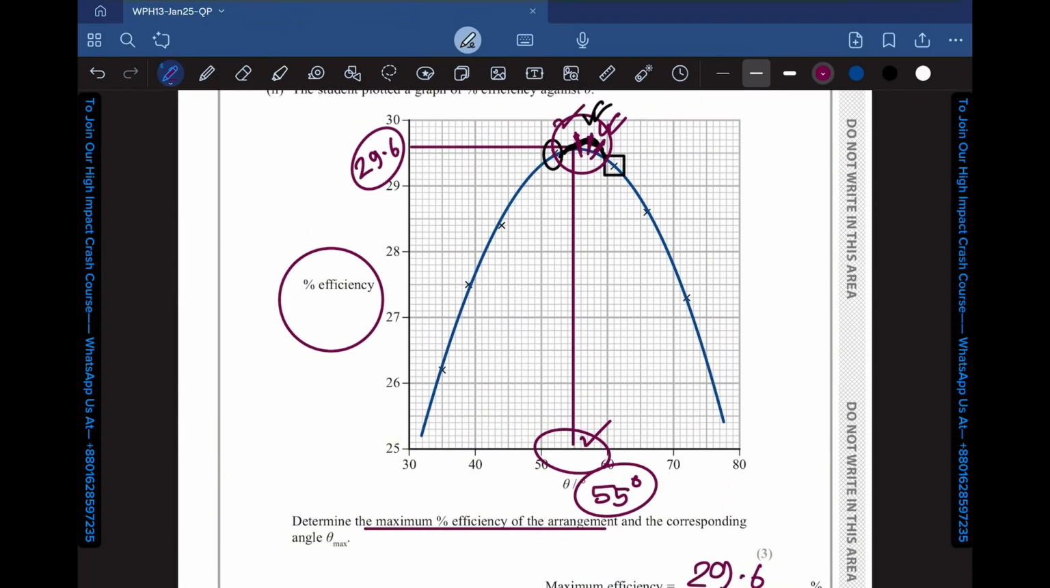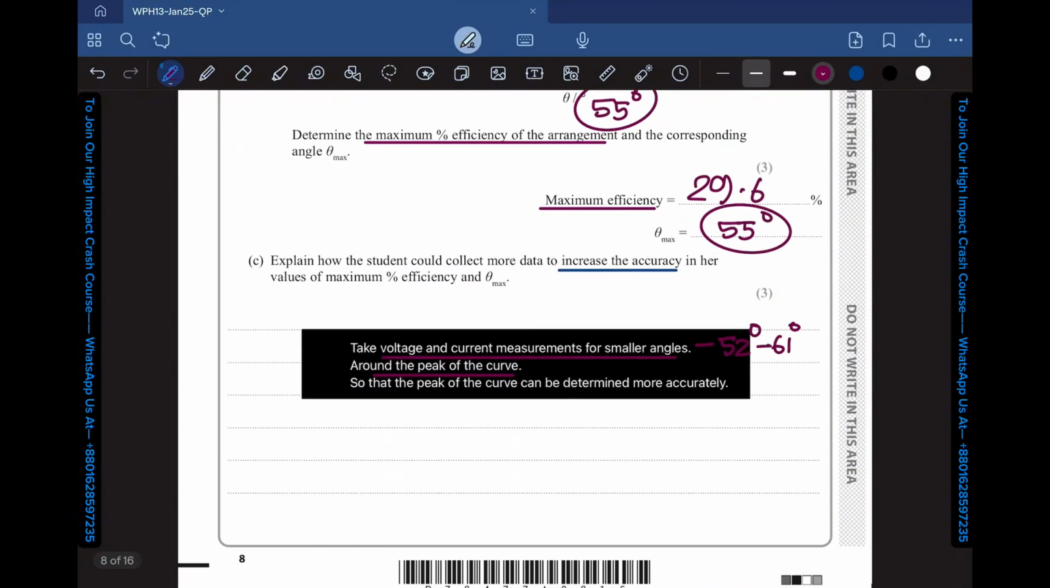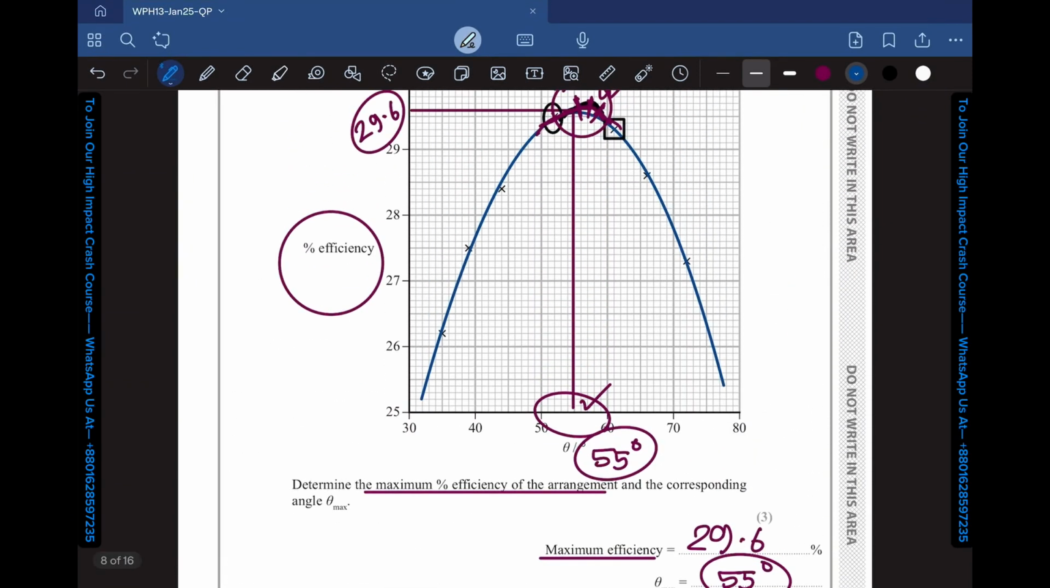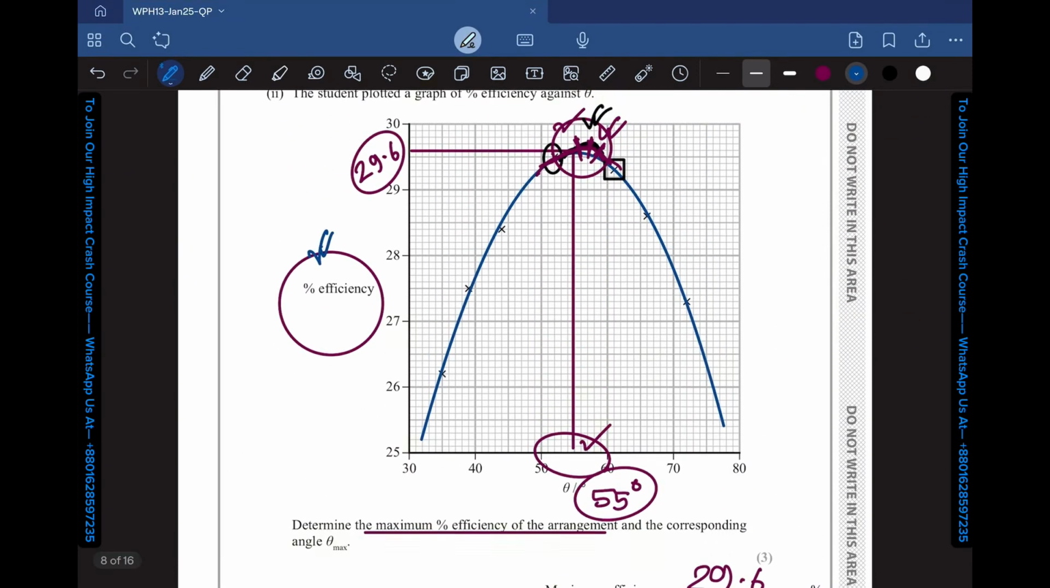So if we take more values in this peak of the graph, we will be getting a more accurate value. And third point is so that the peak of the curve can be determined more accurately. Now, one question might arise in our mind: why are we taking voltage and current measurements? Because these voltage and current measurements give our actual power output, and we need that power output to figure out the efficiency, right? This efficiency corresponds to this efficiency right here.